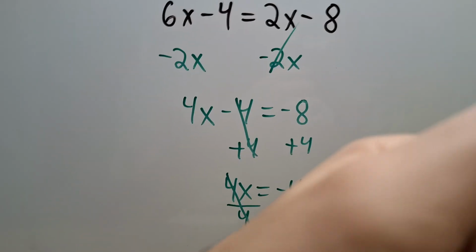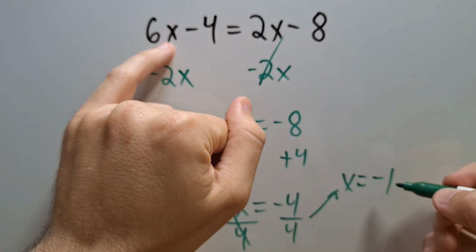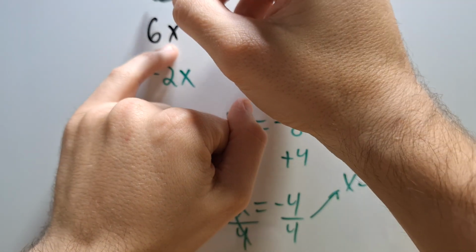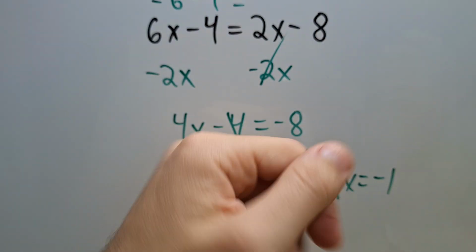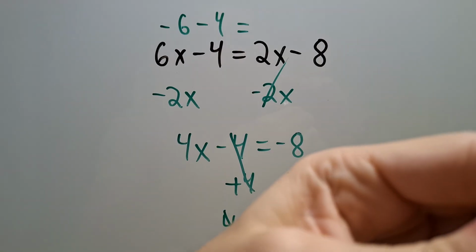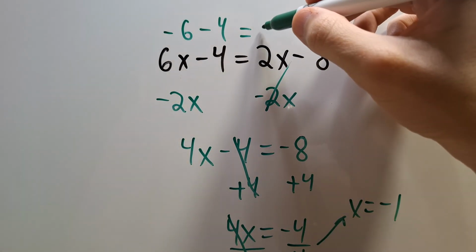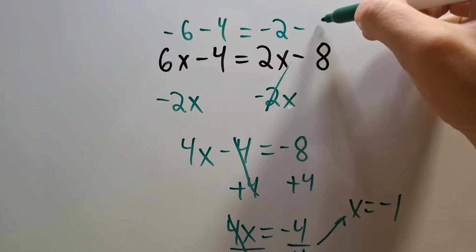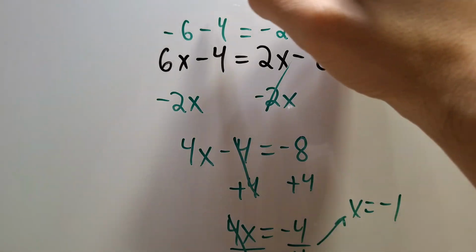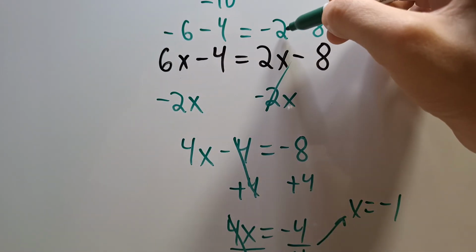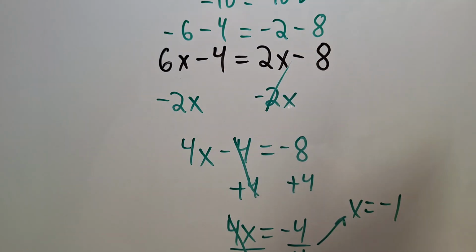Now plugging in negative 1 to the original equation, 6 times negative 1, that is negative 6, minus 4. Is that the same as plugging in negative 1 here times 2, which will give me negative 2 minus 8. Negative 6 minus 4 is negative 10. Negative 2 minus 8 is also negative 10, so this is true.